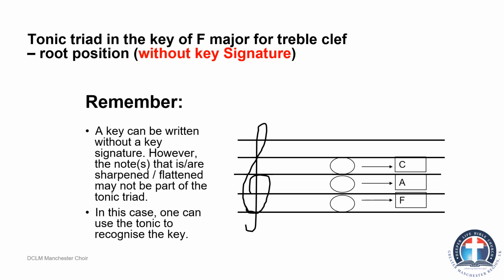So what do we then look at? The tonic. Thank you. And what is the tonic? F. All right. So we're able to identify it using the tonic, and that is F. That means this is tonic triad F major, right?